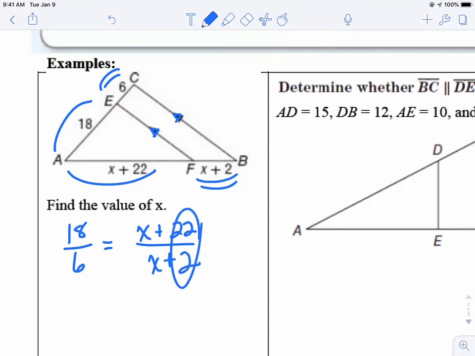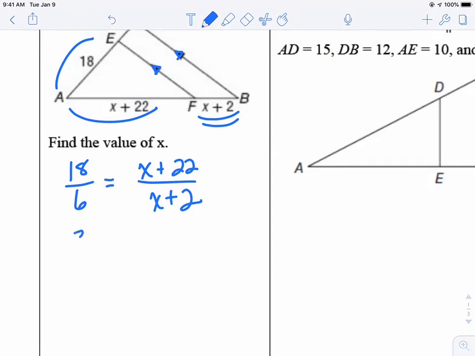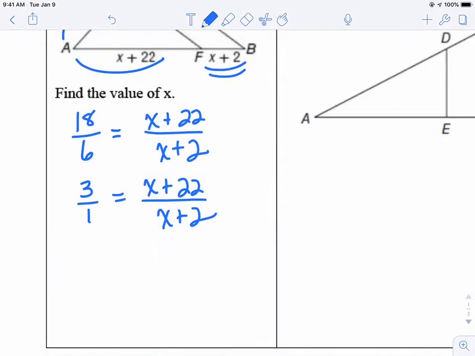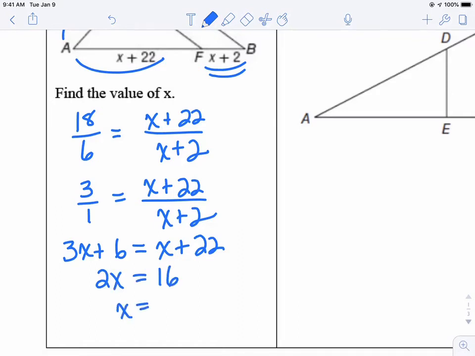Resist the urge to try to simplify that. It doesn't work that way, since if you cancel something on the top or bottom, it has to cancel on the other part also. 18 over 6 is 3. X plus 22 over x plus 2 is the other side. And then we're going to cross multiply, remember to distribute. 3x plus 6 is equal to x plus 22. So 2x equals 16 and x equals 8.